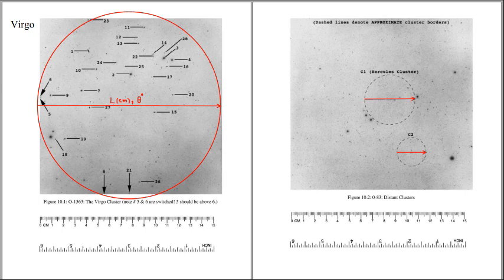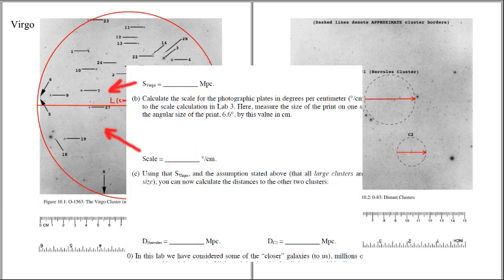Okay, let's summarize what we did here. There are three clusters, Virgo and C1 and C2. For Virgo, we need S and we need scale. So we use Virgo to find true size and scale. We use these numbers to calculate the distance to C1 and C2. So just don't be confused.